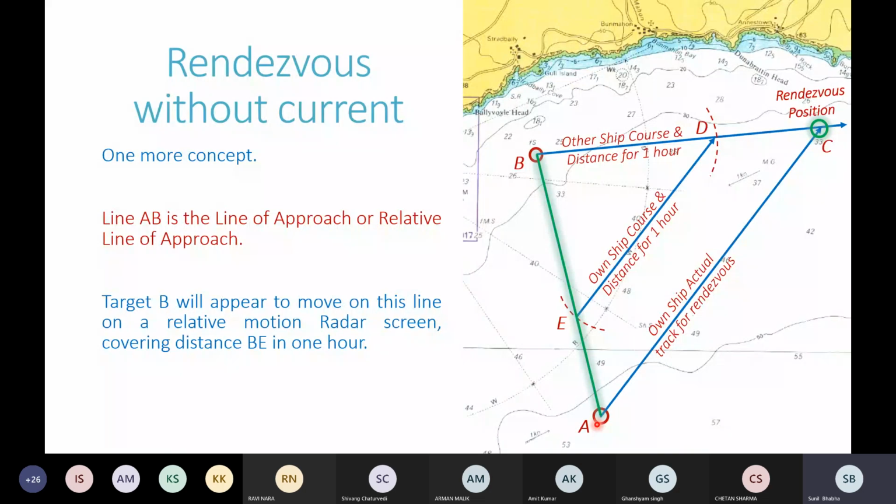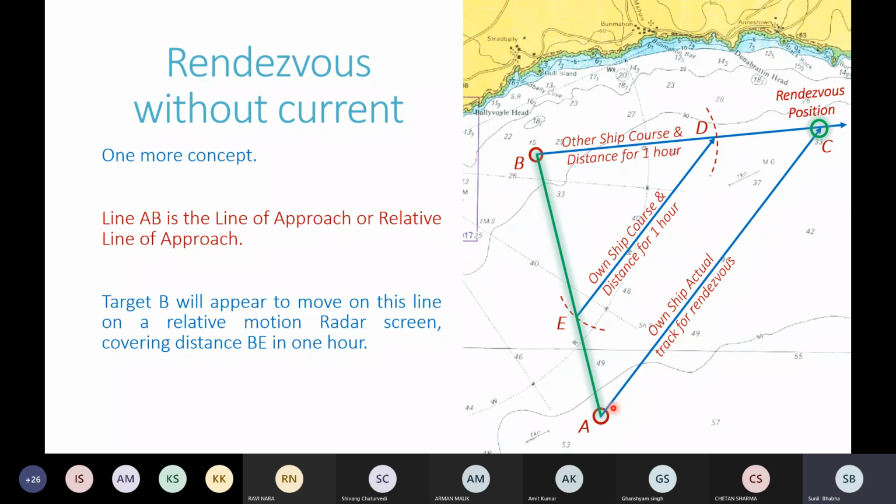Now let's try to understand a slightly different scenario. Let us say that for a particular ship, they have given you the course and distance being made good or being steered by the target ship. And they have also given you own ship's course and distance. Now what they want you to find out is what should be the line of approach of the target towards you. So the question is changed a little bit.